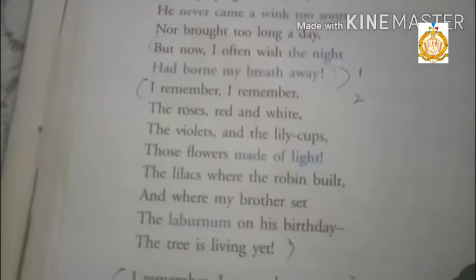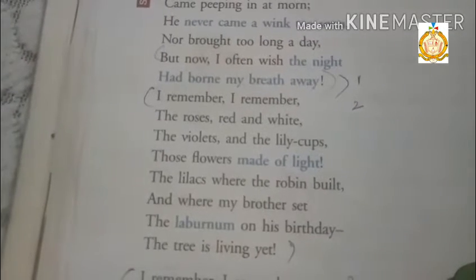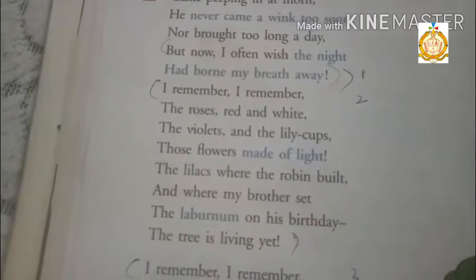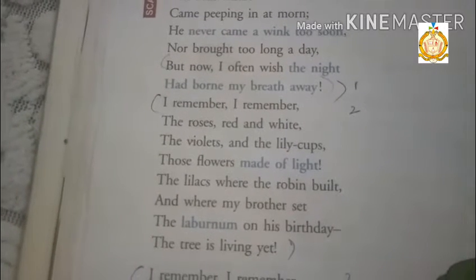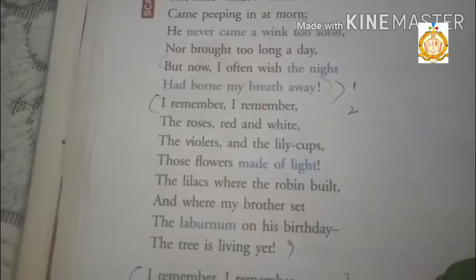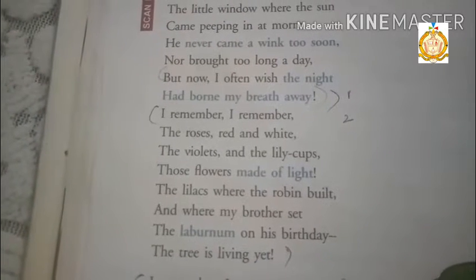Come to stanza 2. The poet moves from his house into the garden. In the garden as a child, the poet looked at the variety of flowers like red, white roses, violets, lilies, lilacs. He believed that those flowers are heavenly blessed flowers.